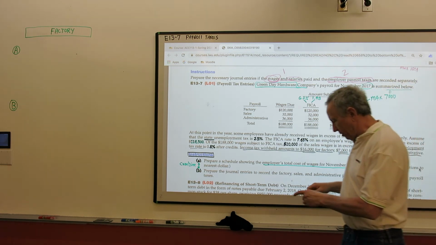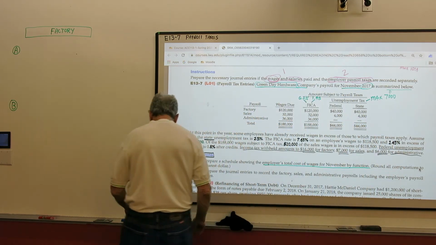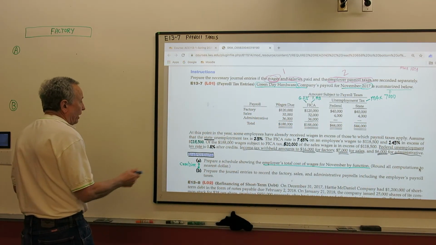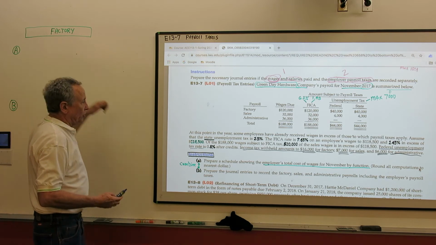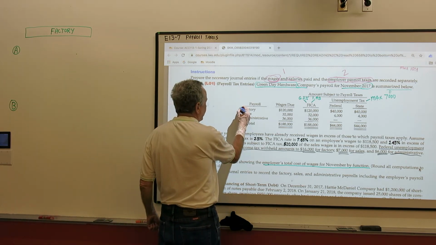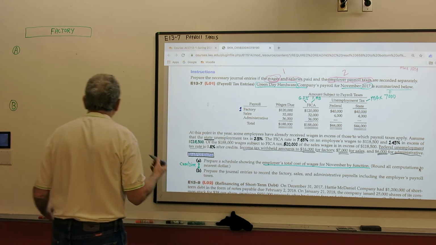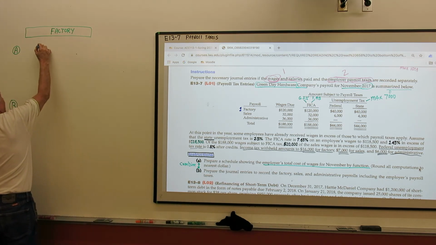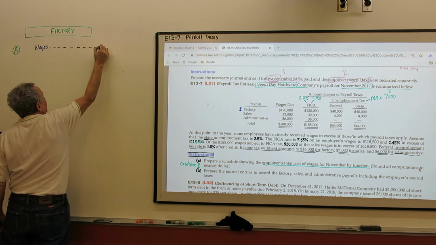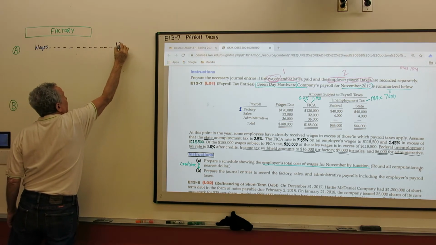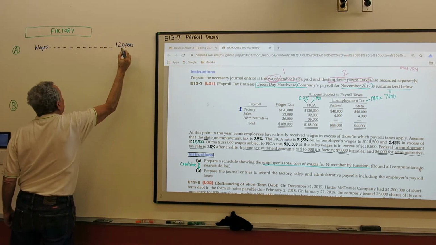All right, starting with that, let's go ahead and try and do it. If we want to do the total, and by the way, we're doing this for the factory first. Let's do the factory first since they're listed first. And I'd say, all right, if we want to do the total cost, let's just do wages. And that's $120,000. The employer is going to pay that.